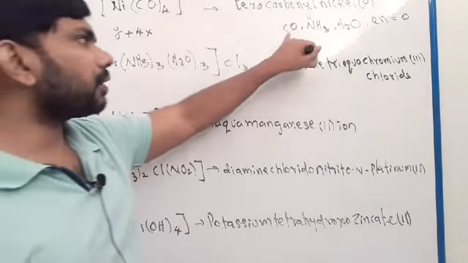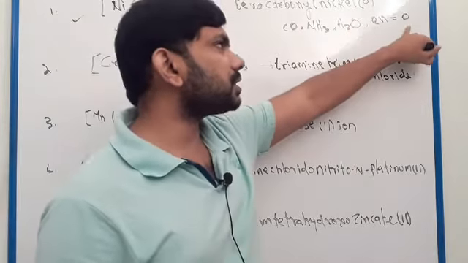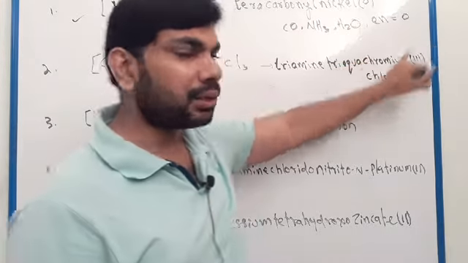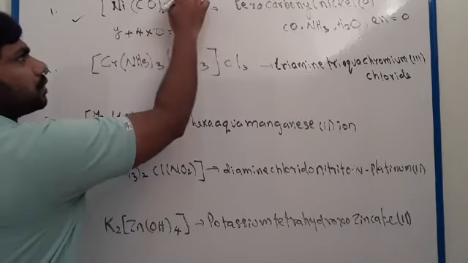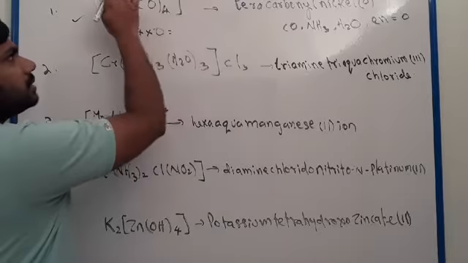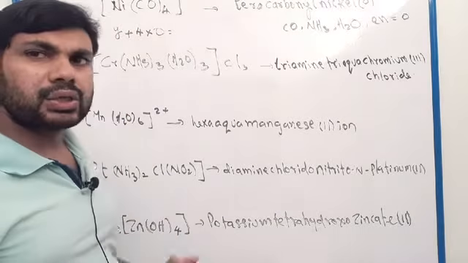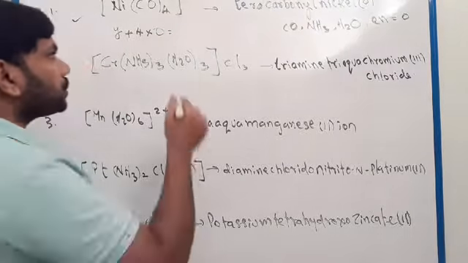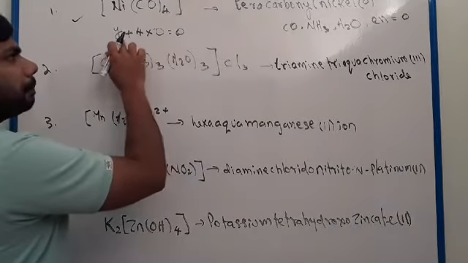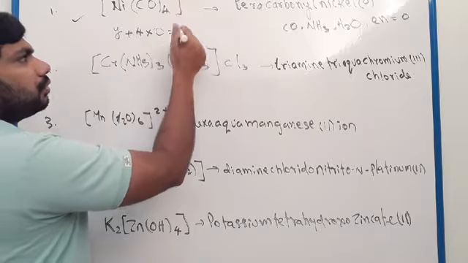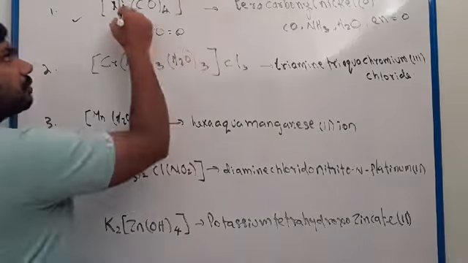I told you before, carbonyl, their charge is 0. So 4 times 0 equals, here outside this square bracket there is no particular charge, so it will be 0. So y plus 4 times 0 equals 0. So the charge of nickel is 0.